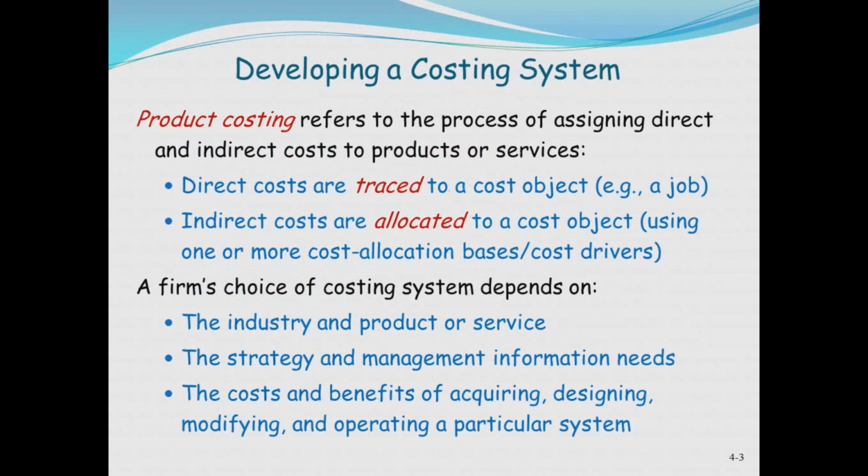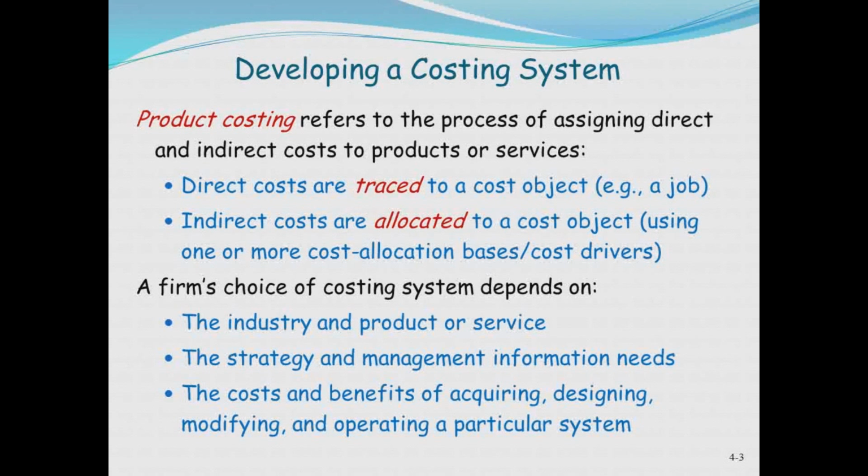Okay, so a costing system. Every company has a costing system. Product costing refers to the process of assigning costs, both direct and indirect costs, to a product or a service. Direct costs are traced directly, because you'll see in a job shop how easy that is to do. Indirect costs are allocated, this we just said. Every company will choose a different model based upon what type of business they're in. So it's based upon the industry and the product or the service they have, their strategy, and we'll see how the two basic strategy types normally bring different kinds of costing systems into play.